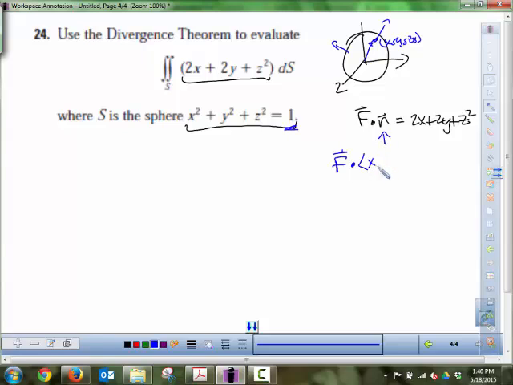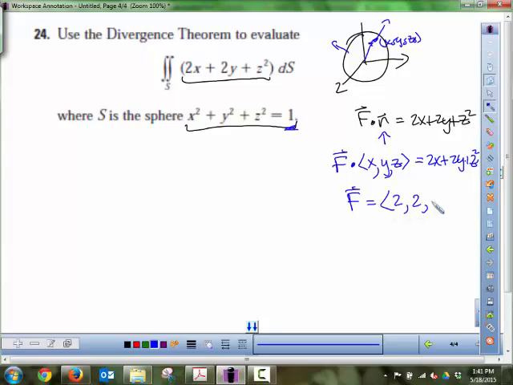And if we know that n is just x and y and z, then it should be easy to figure out what the original f was, right? So capital F is equal to what? x, y, and z.